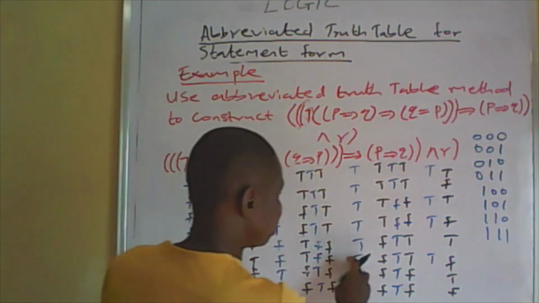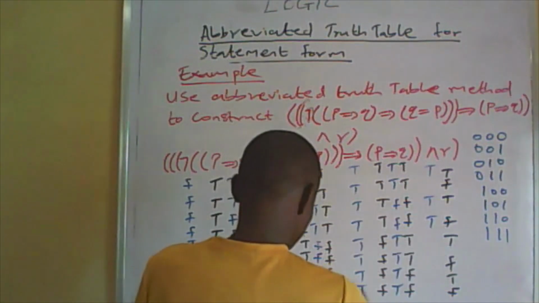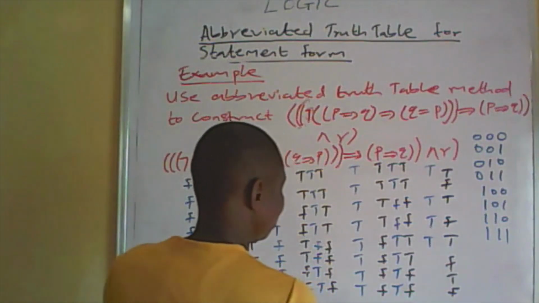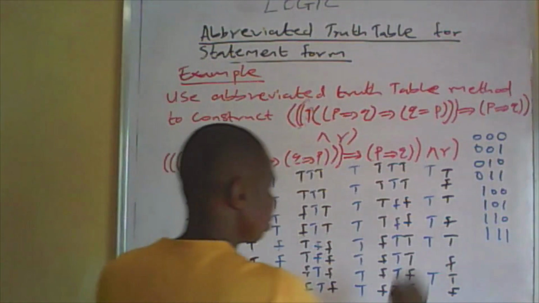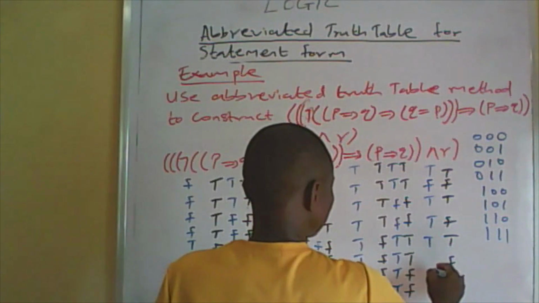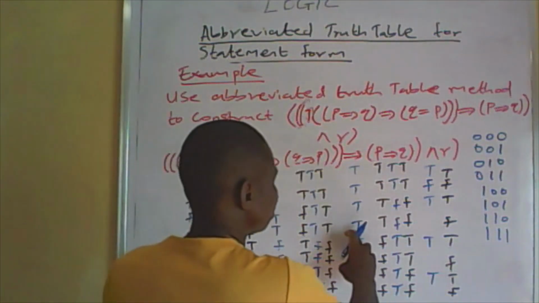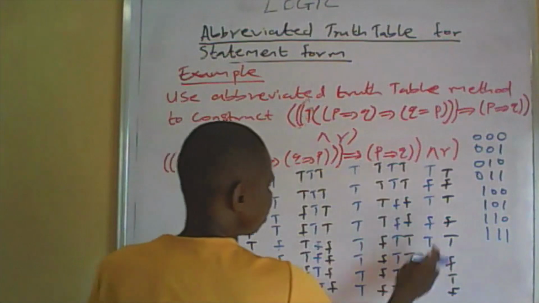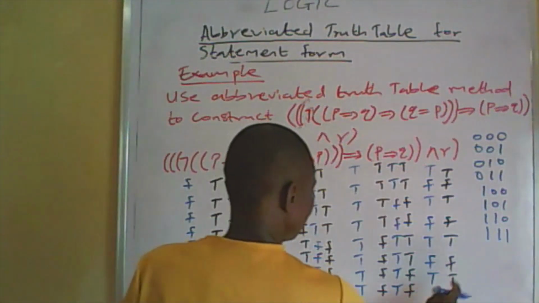Now here is T. Here is T, so it is T. Here is T, here is F, it is F. Here is T, here is T, so it is T. Here is F, T, here is F, so it is F. So the other rest are F. Here is T, here is F, so it is F. So here it is T, here it is F.